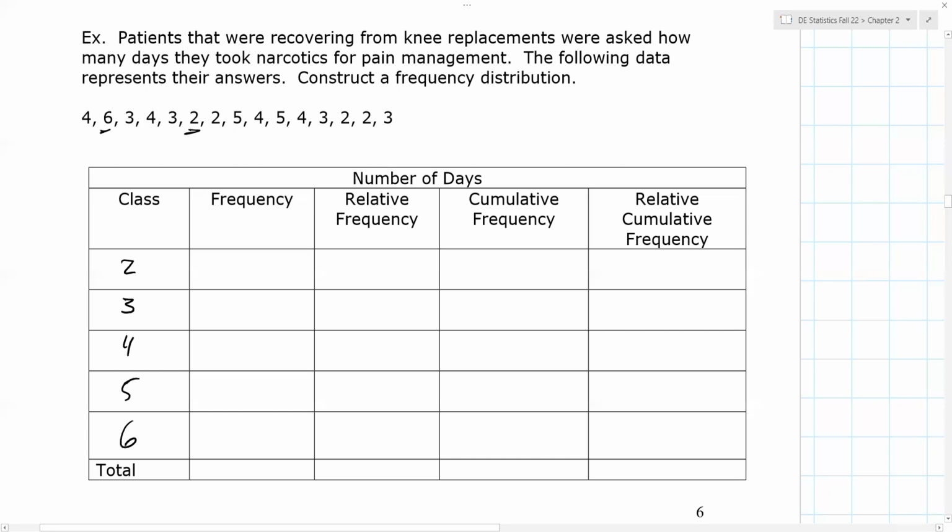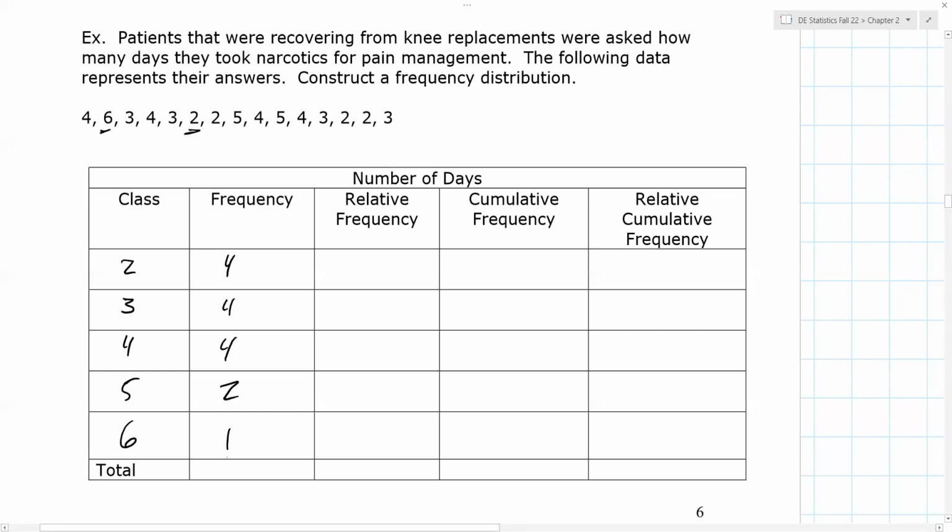Even if there was a gap, even if, say, no one answered 5 days, we would still have to have a 5 represented in there because it is a possible answer, even if no one gave it. We'll get a little bit more into that when we start dealing with continuous data. So 2, 3, 4, 5, 6, and then we go through and count their frequencies. So our frequency for 2 is 4: there are 4 2s, 4 3s, 4 4s, 2 5s, and a single 6.